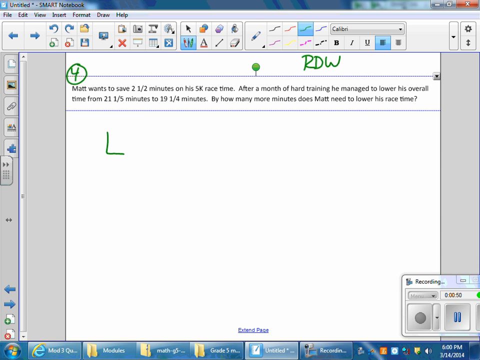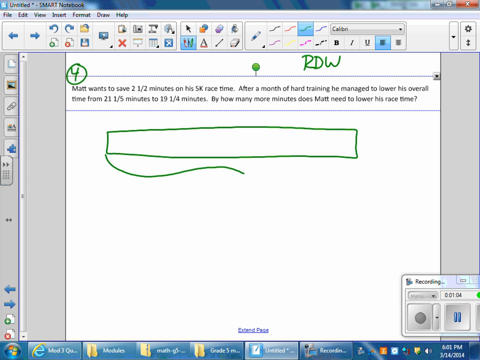Alright, so I'm going to set up a horizontal tape. And what I'm going to do is see that the total amount of his time originally, remember that tape usually means the total of something. Then I'm going to decide what to do with my operations, add, subtract, multiply, or divide, based on where my information fits in. So the total of 21 minutes and 1/5 is what he used to run.